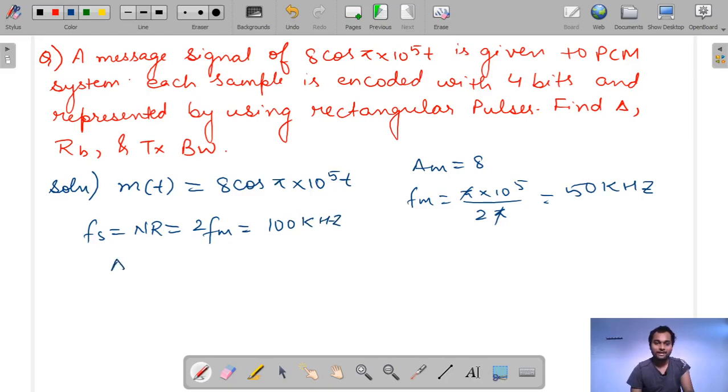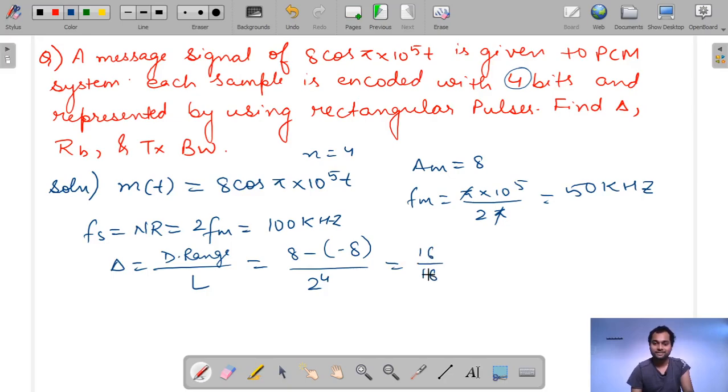Now we know that delta is the dynamic range divided by L. And what is n here? n is equal to 4. What is dynamic range? The maximum value of m(t) is 8 minus the minimum value, that is minus 8, divided by L, that is 2 to the power 4. So 16 by 16, that is equal to 1. So we got delta is equal to 1.